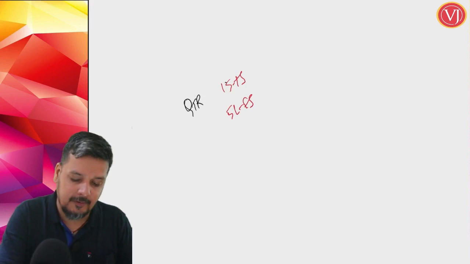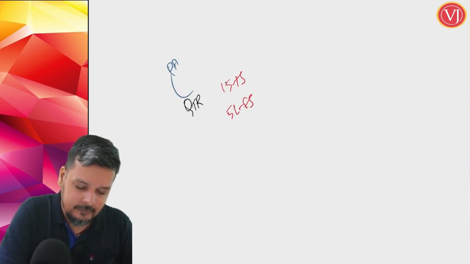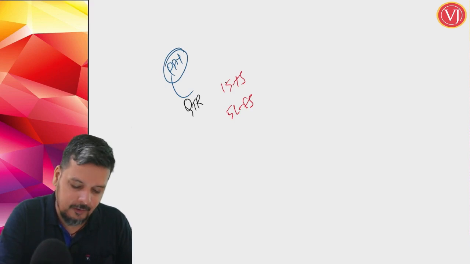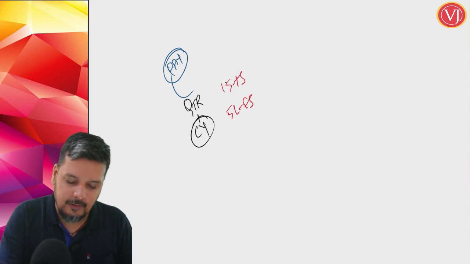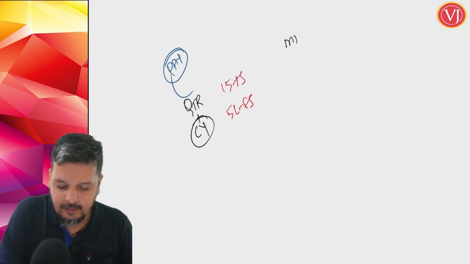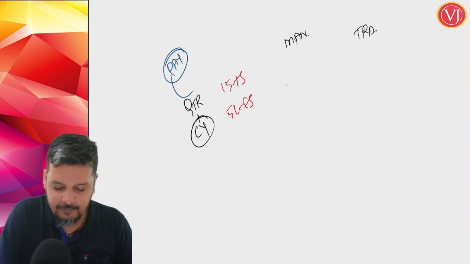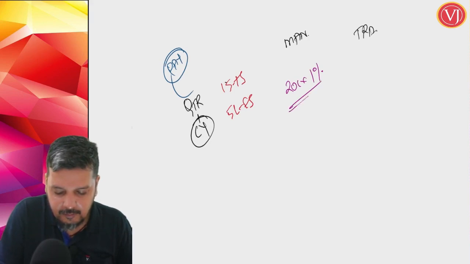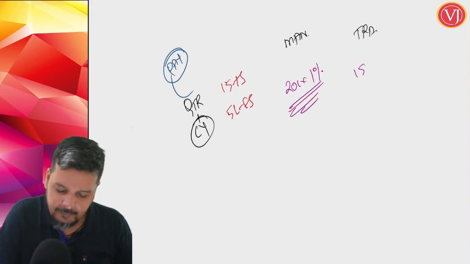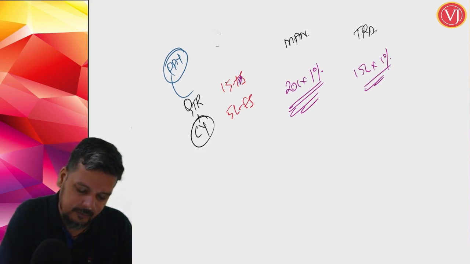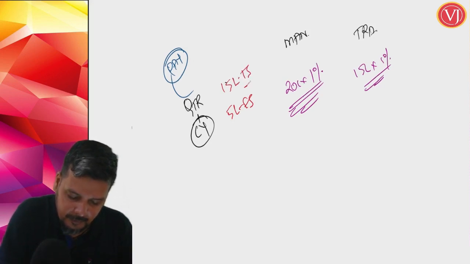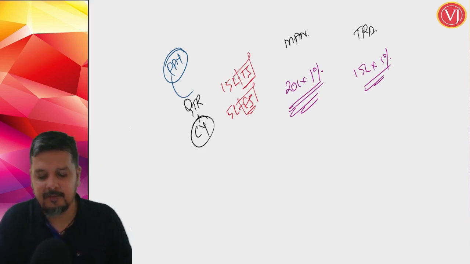This is only for payment purposes, so I'm writing the quarter of the current year, not the previous year. Now, if I am a manufacturer versus a trader, what will be the difference? If I am a manufacturer, I will pay 20 lakhs multiplied by 1%. If I am a trader, I will pay 15 lakhs multiplied by 1%. The difference is, if I am a trader, I will pay only on taxable supply.